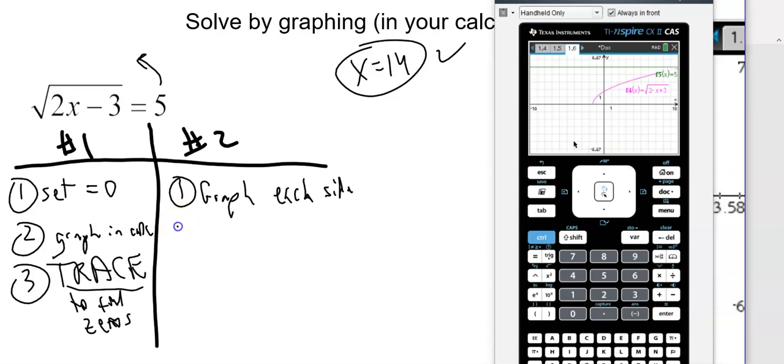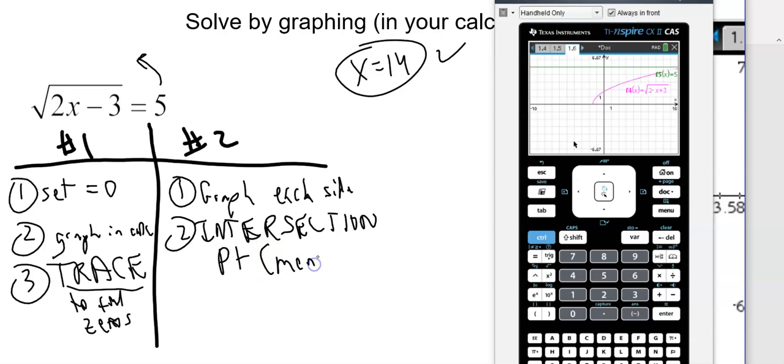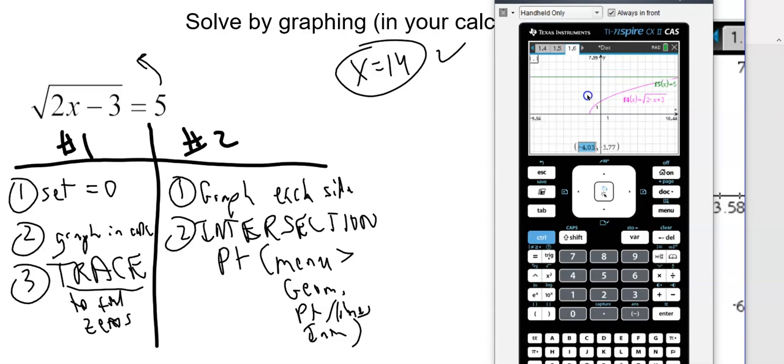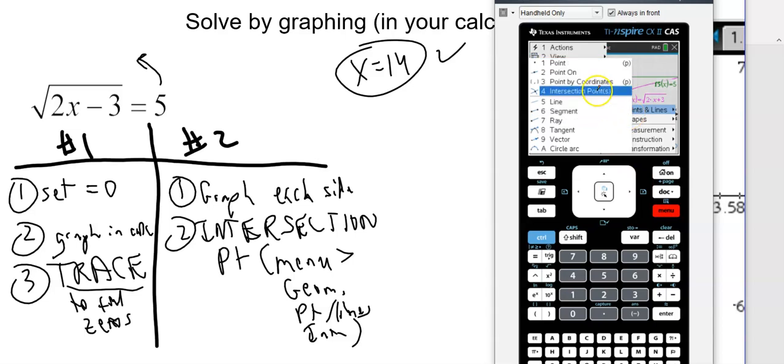So to find that, you need to use the intersection point tool. So it's a different command, intersection point. So you get that by hitting menu, geometry, points and lines, intersection point.